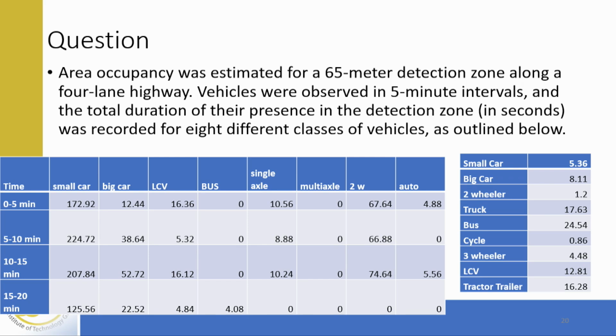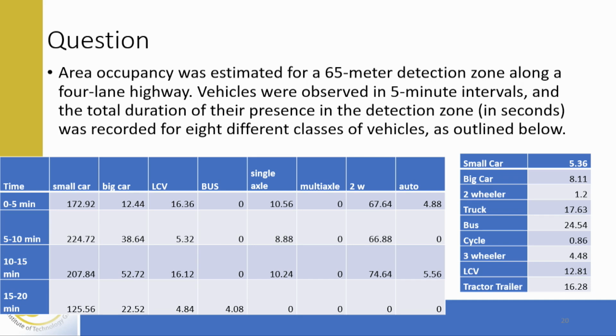Now if we have to estimate the area density, area occupancy based on this, our detection zone is 65 meters. What will be the width? It is a 4-lane divided road, so we can assume maybe around 7 meters. So 7 meters is the width of the road we can estimate, and 65 meters is the length. That will be the area. The observation time T here is 5 minutes, so in terms of seconds, 300 seconds.